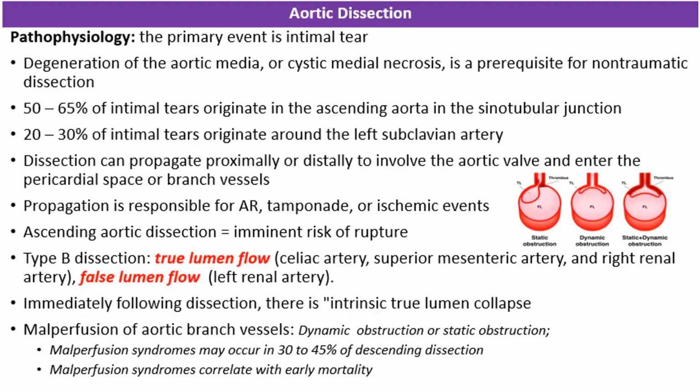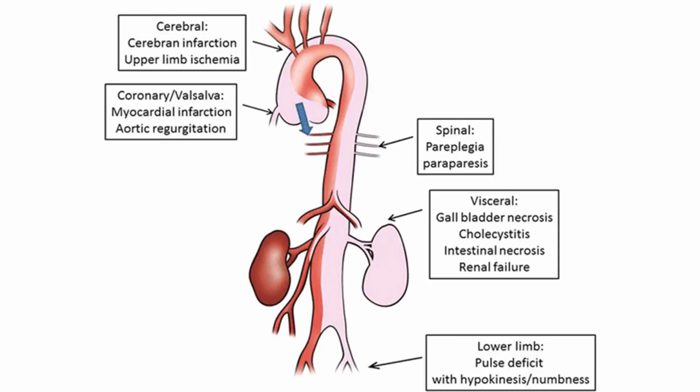The dissection can propagate proximally or distally to involve the aortic valve and enter the pericardial space or branch vessels. Such propagation is responsible for many of the ischemic clinical manifestations, including aortic regurgitation, cardiac tamponade, myocardial ischemia, cerebral ischemia, spinal ischemia, or visceral ischemia. Patients with involvement of the ascending aorta have imminent risk for aortic rupture.